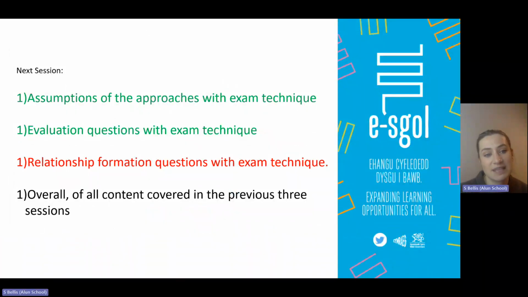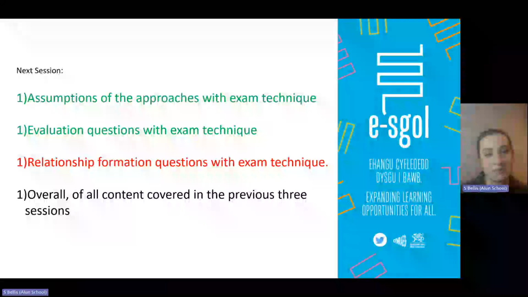So that is the end of the section on evaluation questions. The next session, we are going to look at relationship formation questions and the exam technique that goes along with those. And then session 4 will be content covered from all three sessions, but like I keep saying, we are going to include conclusions in that.